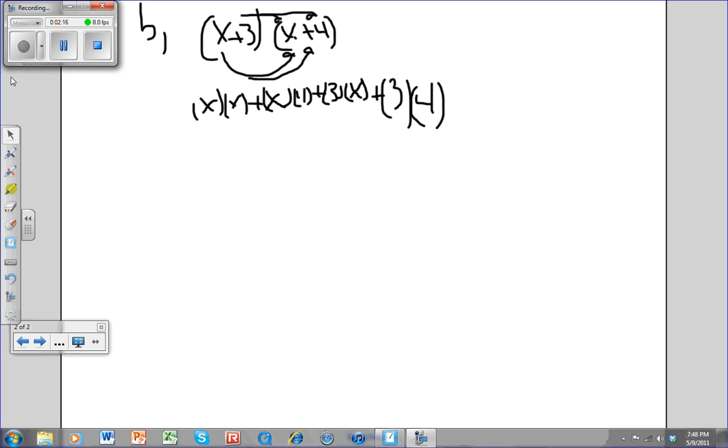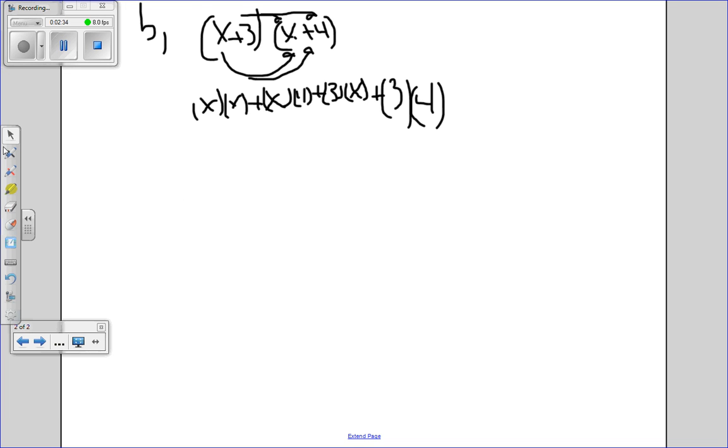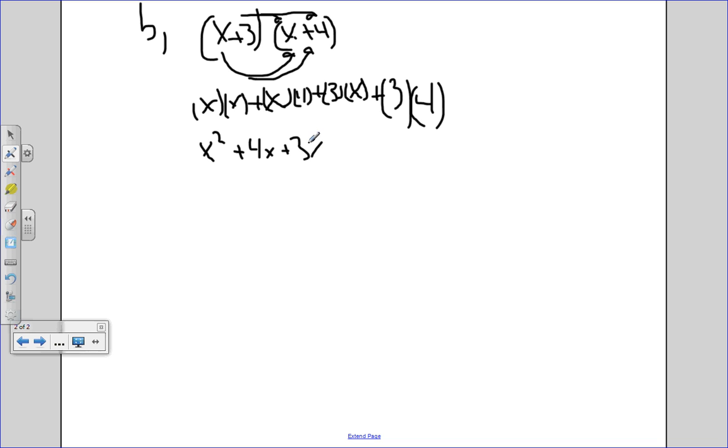So the next question is x plus 3 and x plus 4. So first I foiled that. So then I have x times x plus x times 4 plus 3x plus 3 times 4. So that becomes x squared plus 4x plus 3x plus 12. And then we could simplify this further by making this x squared, then adding these two, plus 7x plus 12.